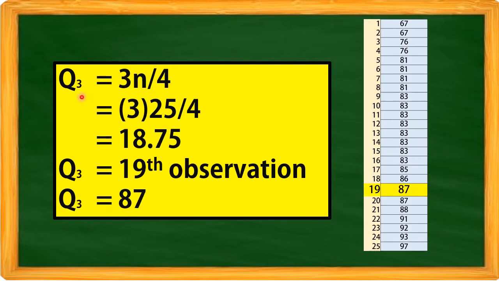Next is the third quartile. For the third quartile, the formula is 3n divided by 4. 3 times 25, which is the sample size, then divided by 4 is equal to 18.75. When we round off 18.75 into a whole number, it becomes 19. So the quartile 3 or third quartile is at the 19th observation in the arrangement of scores. That means its position is the 19th. Looking at the scores, the 19th is 87. Therefore, the quartile 3 is equal to 87.